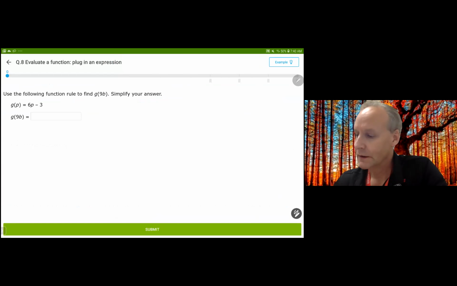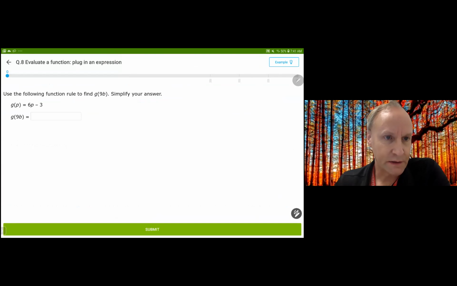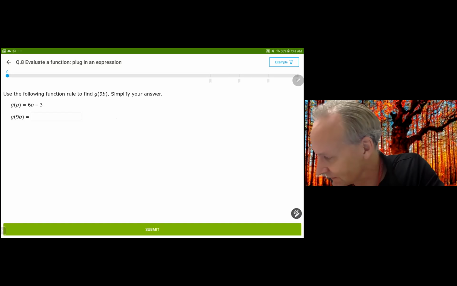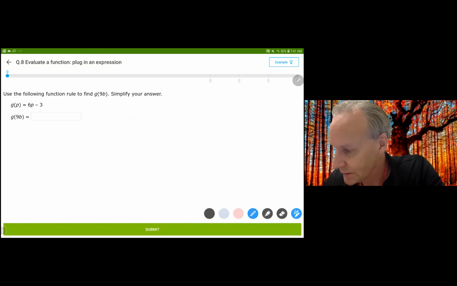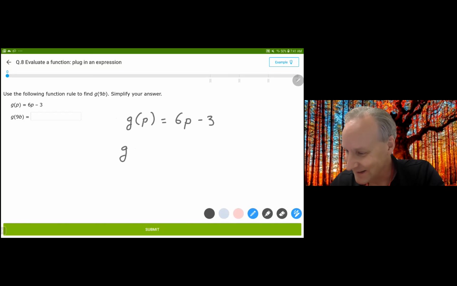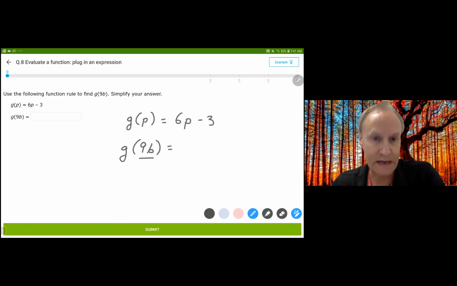Interesting. Okay, so what they want me to do is evaluate g of 9b. So instead of p, we're going to put 9b. And since we know that g of p is equal to 6 times p minus 3, and notice what they did, instead of p, they chose an odd variable there, b. So instead of p, I'm going to put 9b.